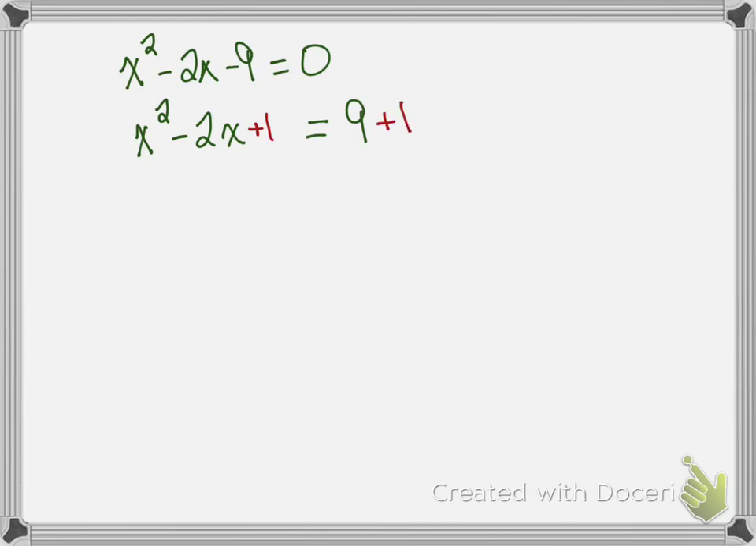Okay. Sarah, do you know what I do next? What do I do, the 9 plus 1? You add. What's 10? You got it. Good job. Okay. Now we're going to factor x squared minus 2x plus 1. And that factors to x minus 1 times x minus 1. That's the same thing as x minus 1 squared.